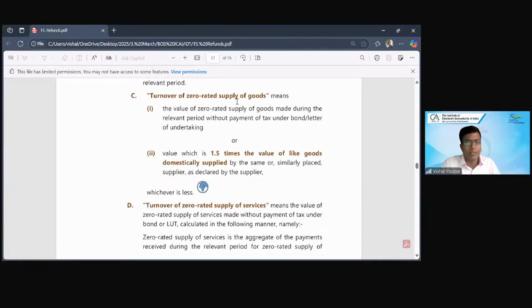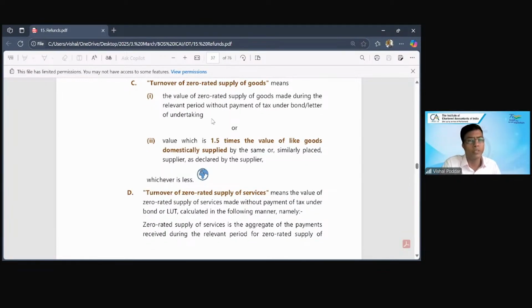Practically everyone is taking this value only, because they all are claiming that this 1.5 times value is much, much higher than our actual export value. So people are practically taking this one, though the law says you have to take whichever is less.